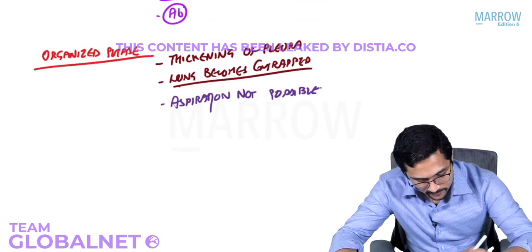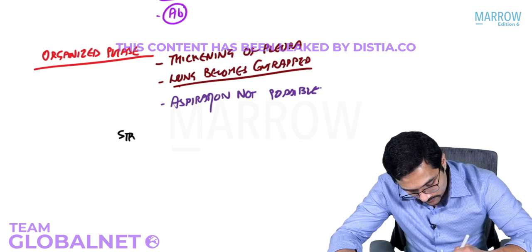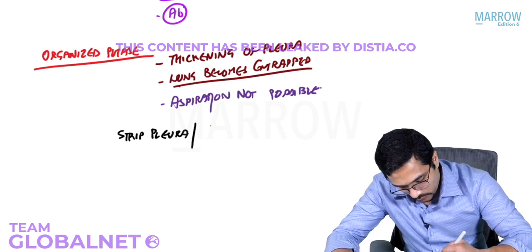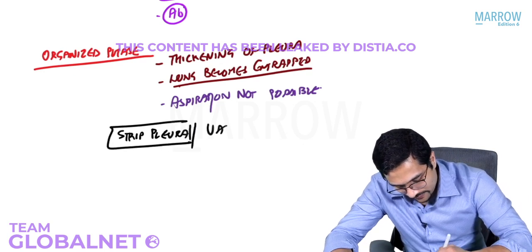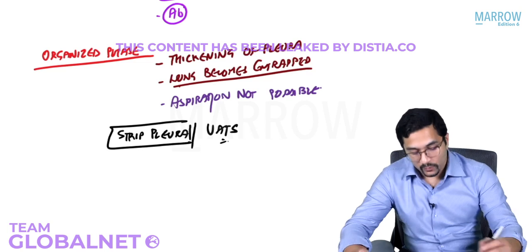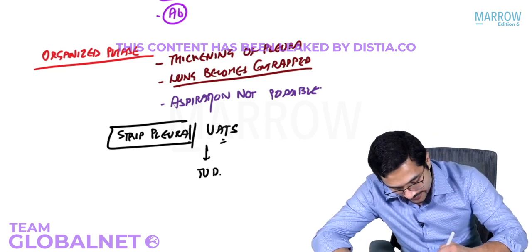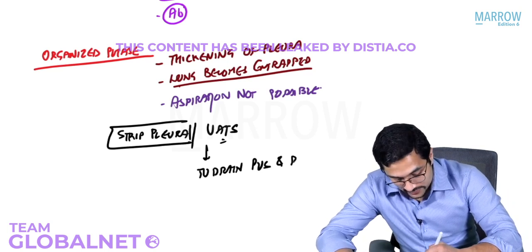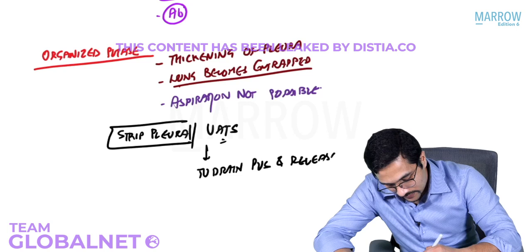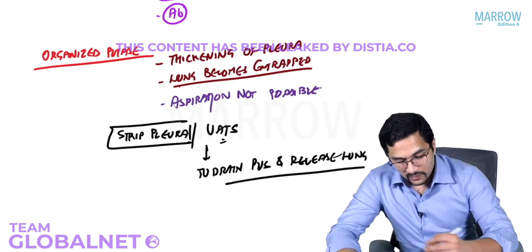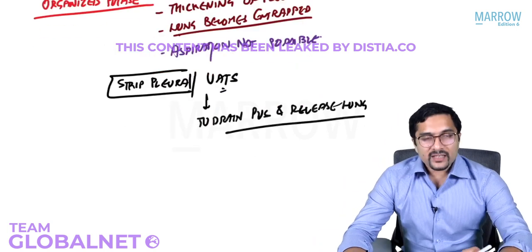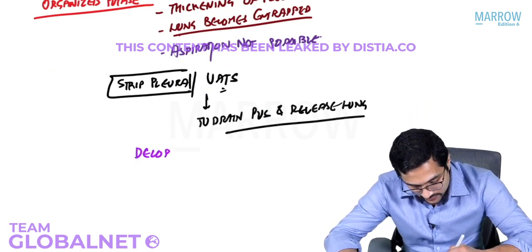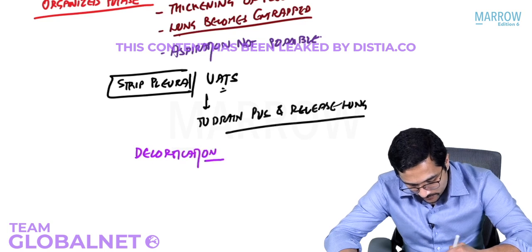And we have to strip the pleura. Or we have to carry out VATS, video assisted thoracoscopic surgery, to drain the collection, to drain pus, and to release the lung, so that the lung can expand. So in severe cases, if this is not working out, we have to carry out decortication. We have to remove the entire pleura.